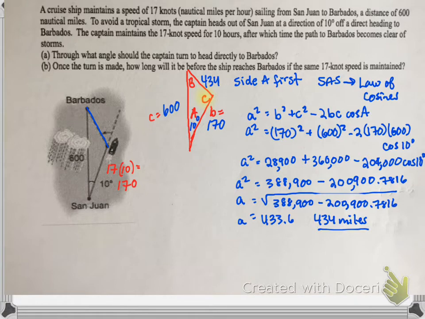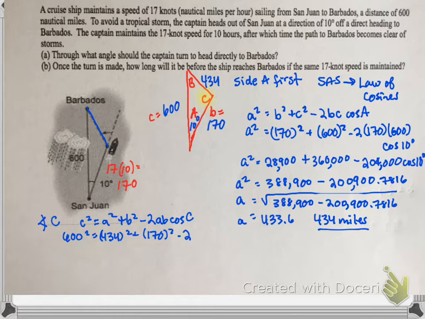I'm going to have to look for angle C. So for angle C, I'm going to have to use law of cosines. Remember, if you start with it, you end with it. So I get C squared equals A squared plus B squared minus 2AB cosine of C. Okay, plugging in large numbers, I get 600 squared equals 434 squared plus 170 squared minus 2 times 434 times 170 cosine of angle C.